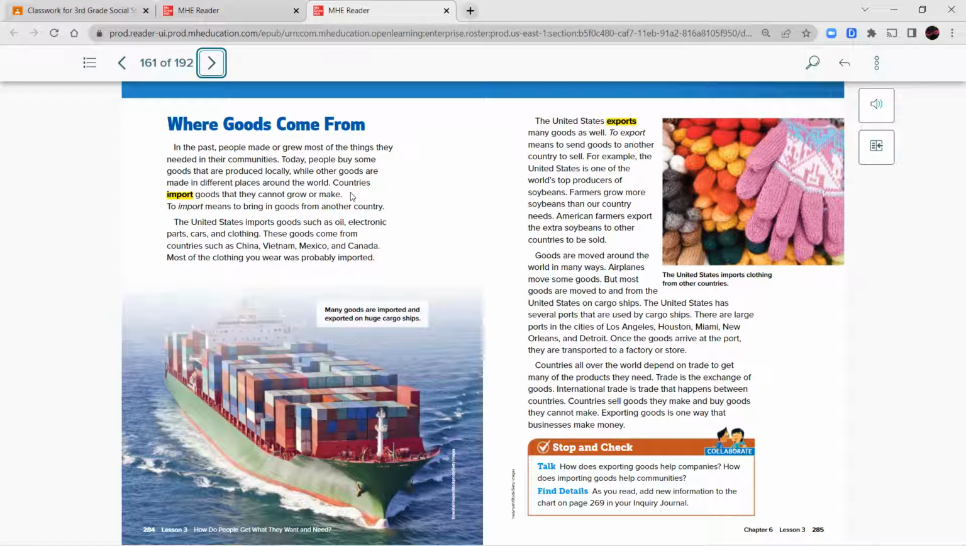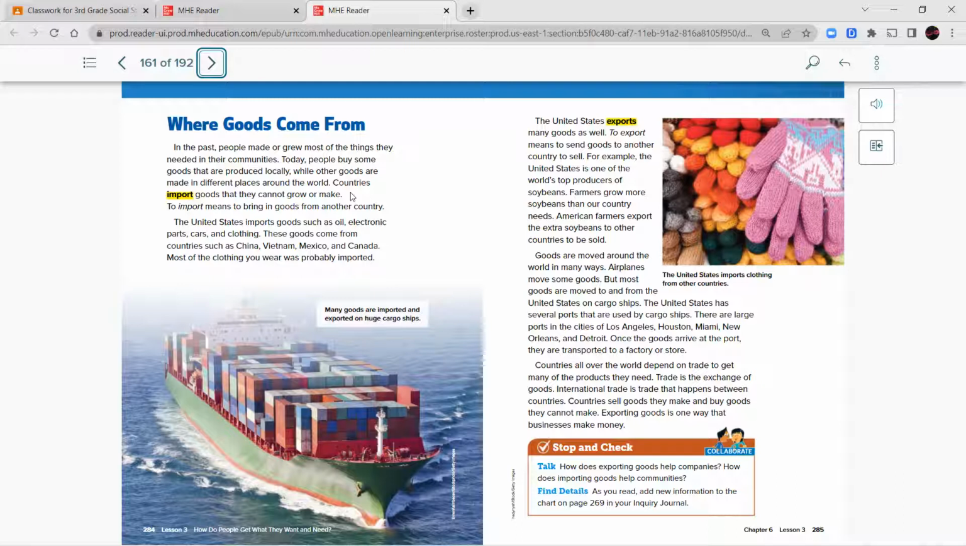Most of the clothing you wear was probably imported. Many goods are imported and exported on huge cargo ships. The United States exports many goods as well. To export means to send goods to another country to sell. For example, the United States is one of the world's top producers of soybeans. Farmers grow more soybeans than our country needs. American farmers export the extra soybeans to other countries to be sold.